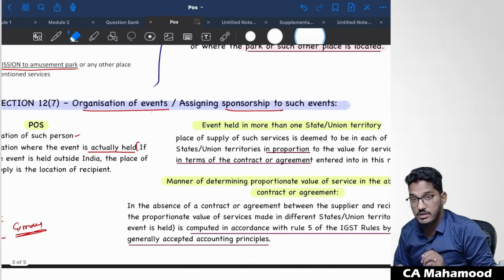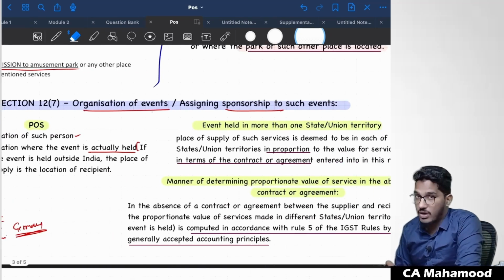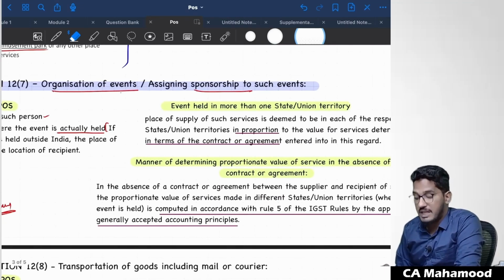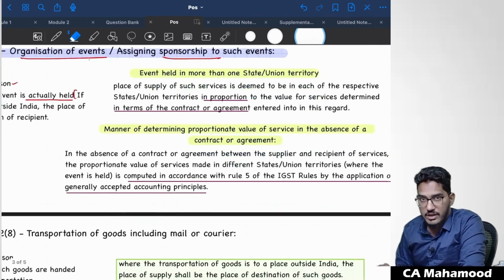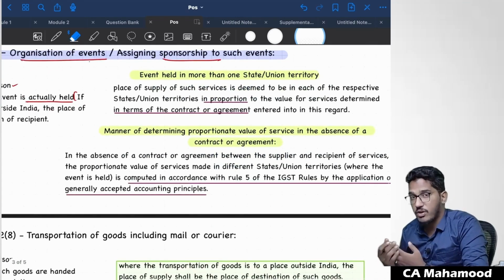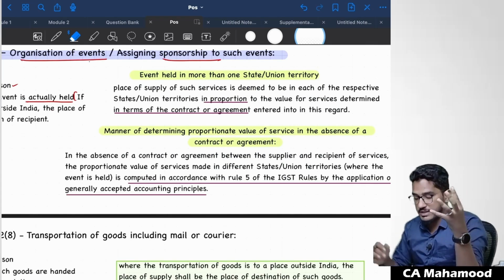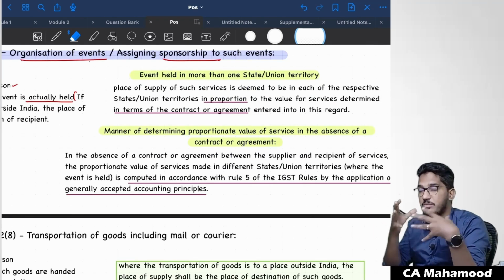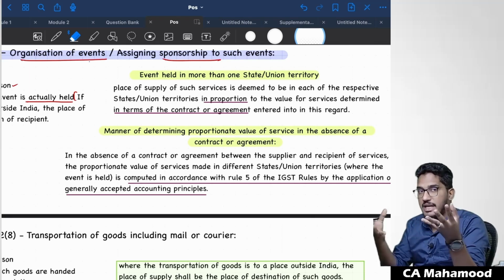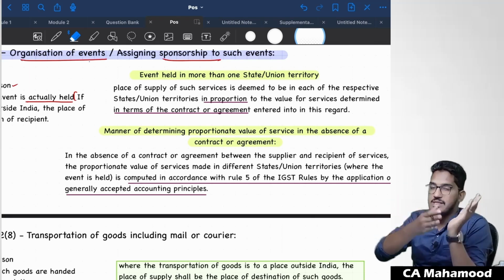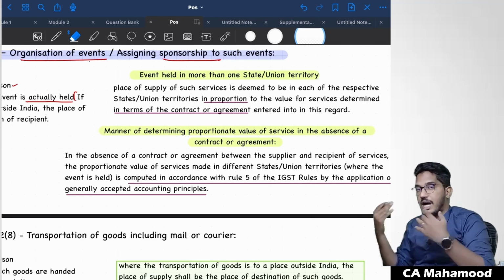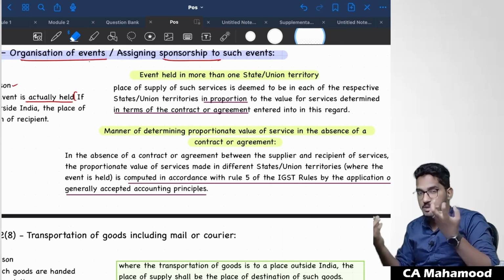Clear? Sometimes what will happen is you will organize the event, but that event will happen in more than one state or union territory. Sometimes you will organize the event, but it has to take place in 2-3 states. For example, one company approached me to conduct some employee day, and this event has to take place in Delhi also, and in Mumbai also. I only have to organize the event at both places.